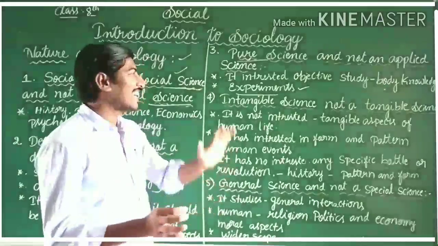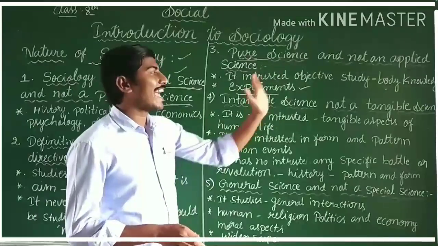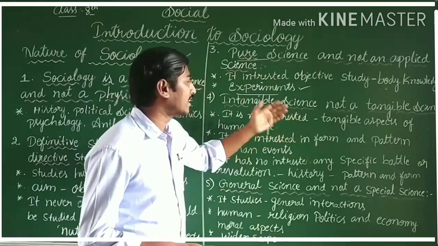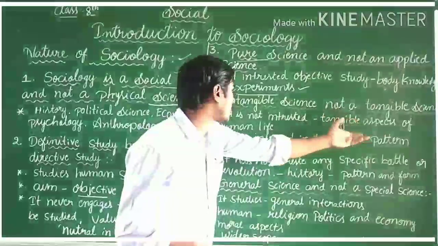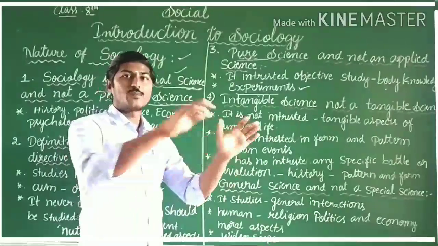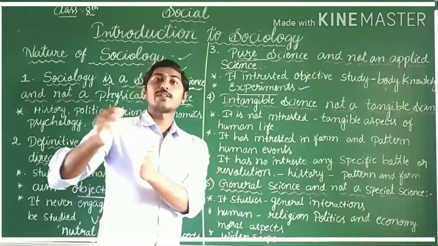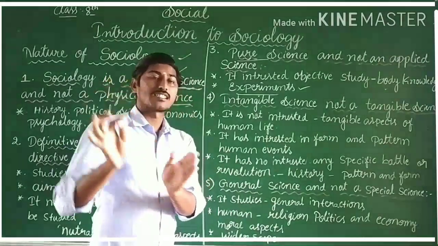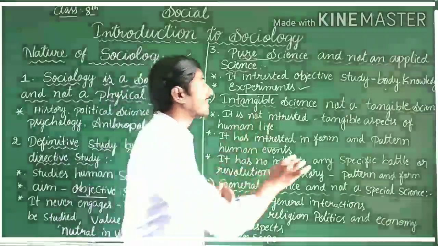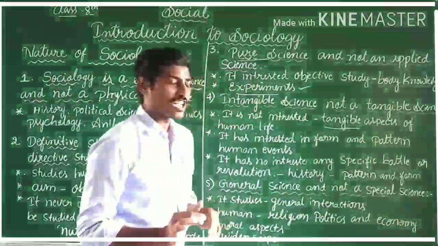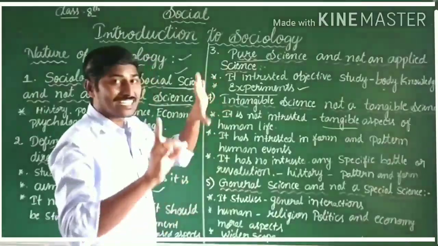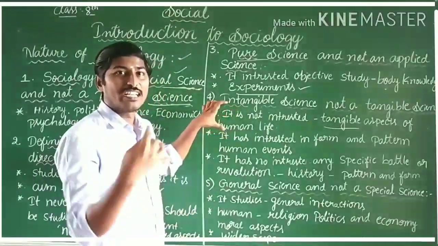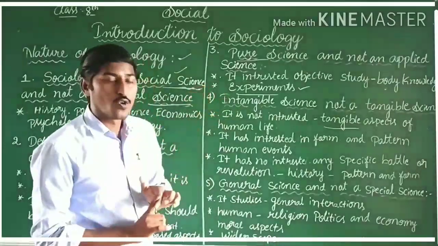Sociology is an intangible science, not a tangible science, because sociology is not interested in the tangible aspects of human life. For example, sense organ activities are there: touch, feel, see. They are all tangible aspects. So sociology is not interested in the tangible aspects of human life.